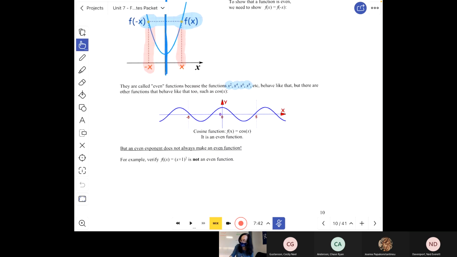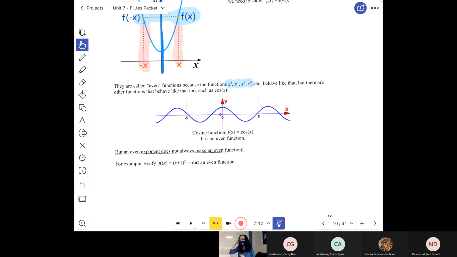So there are many even functions out there in the real world. In pre-cal and beyond, you're going to see something known as the cosine function. This is a nice, beautiful little periodic function. And if I were to fold this graph along the y-axis, I would get mirror images. So f evaluated at x and f evaluated at negative x would give me the same y value. So it's symmetric about the y-axis.